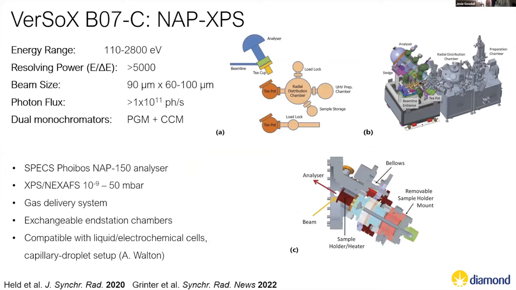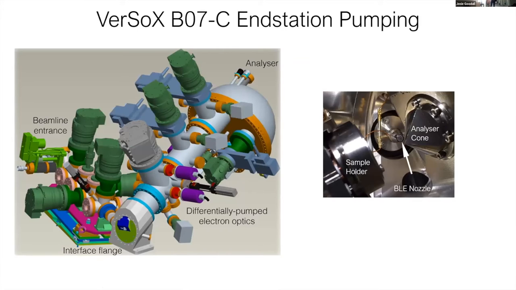Okay, so this is some detail about the end station. Our energy range on the ambient pressure XPS goes from about 100 eV to about 2,800 eV. Moderate resolving power and a small beam size. Photon flux 10 to the 11 photons per second, roughly similar to what we get in the lab source, maybe a little bit higher. So it's not that interesting. We have a whole bunch of different end stations that we can put on for different sample environments. We'll look at some of these now.